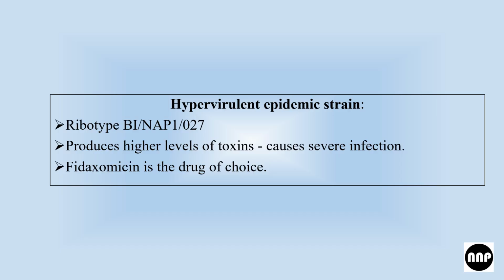Now we have something called the hypervirulent epidemic strain. Recently this strain has been described. It is known as a hypervirulent strain because it produces higher levels of toxins which cause severe infection. And for this particular infection, fidaxomicin is the drug of choice. Fidaxomicin.